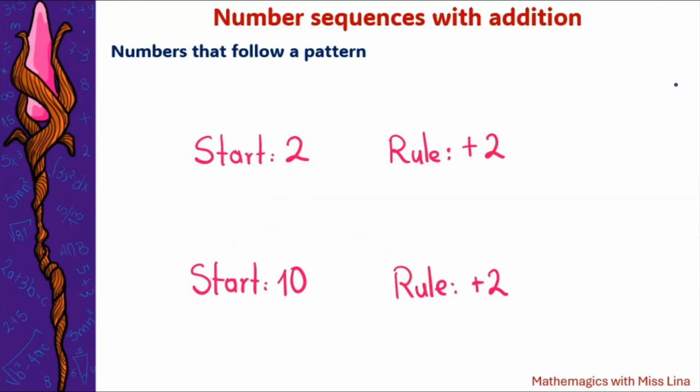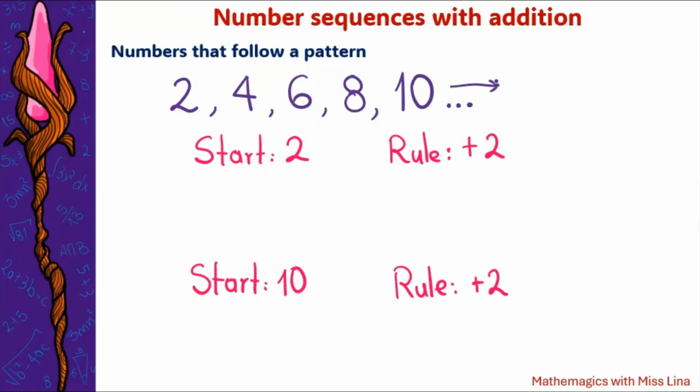Also, guys, notice that if we are given just the start and the rule, we are able to find the number sequence. This one says start at 2. So that's the first number that we are going to write. And the rule is to add 2. So 2 plus 2 is 4. 4 plus 2 is 6. 6 plus 2 is 8. 8 plus 2 is 10. And you are always going to see these dots here, which means that it goes to infinity, because you could keep adding and adding forever.